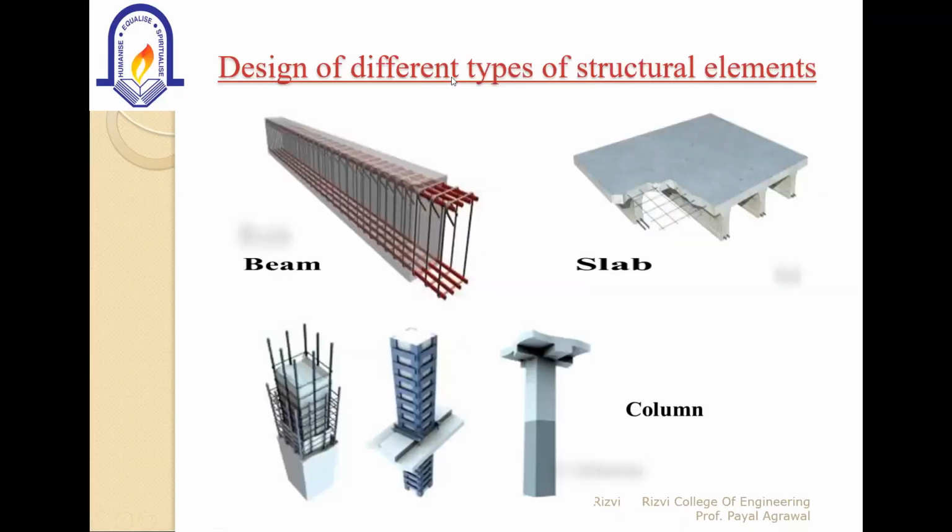Now these are the different types of structural elements that we are going to design in your first module, that is the comprehensive design of a building. We have to design the different types of structural elements. So in that we have to design the beam, slab, column. These are all the things we have to design, as well as the staircase and footing for the building.